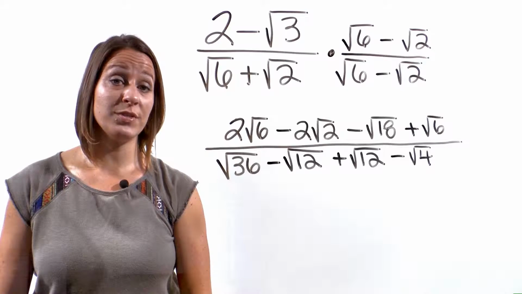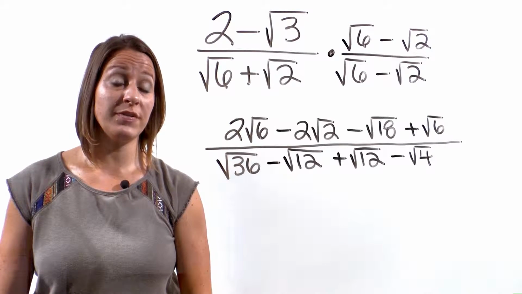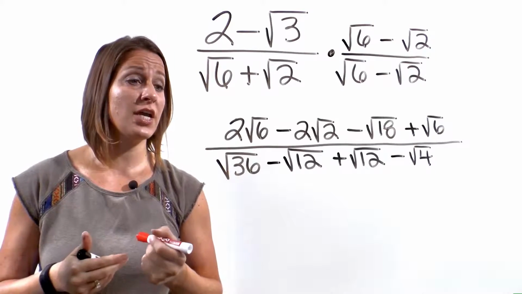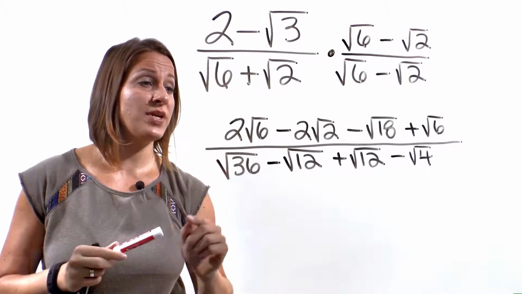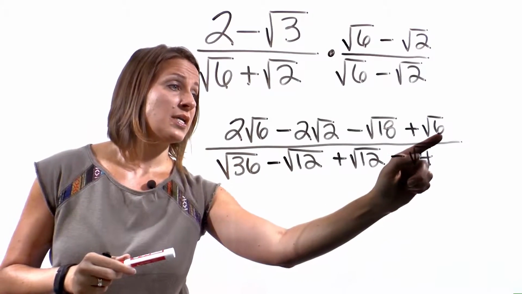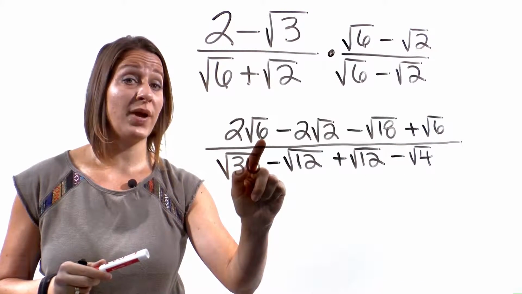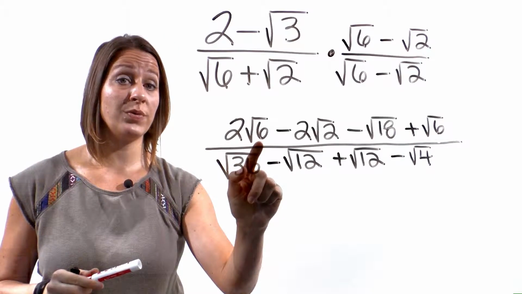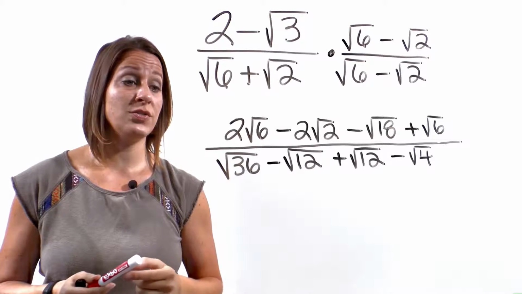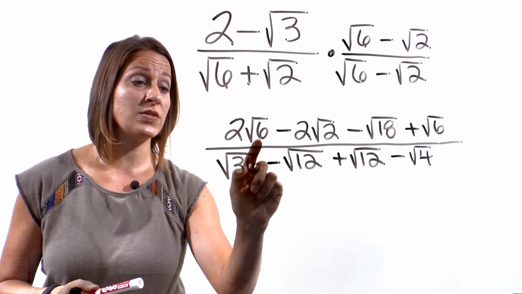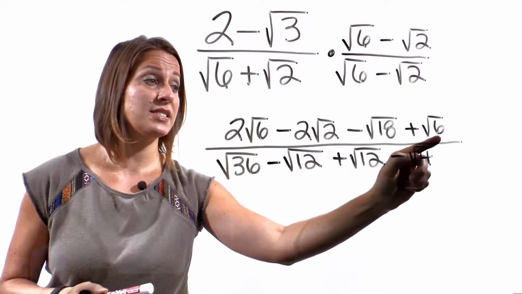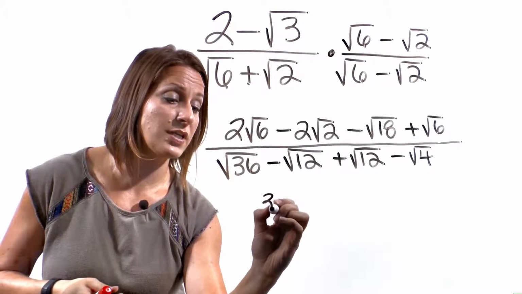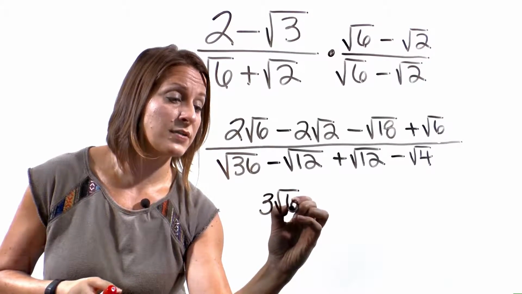Okay, now that we've multiplied, let's go through and simplify the radical expressions. Let's first look in our numerator. Notice that we have 2 terms that have a radical 6. Because we have 2 of them, and they're both square roots of 6, we can add those 2 together. So we have 2 radical 6 plus 1 radical 6, which will give us a 3 radical 6.